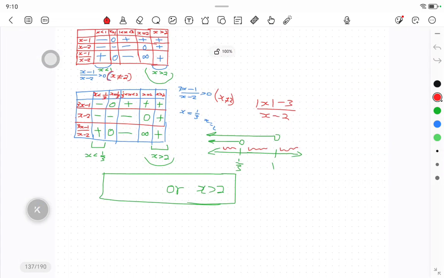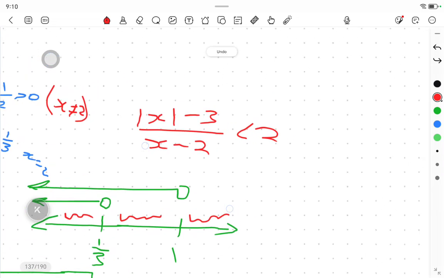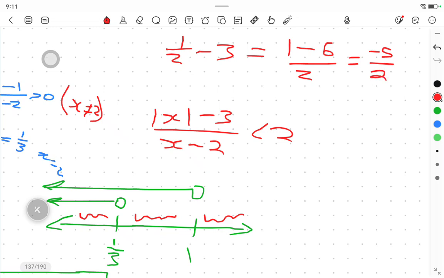Yeah, less than 2. Let's say here I plug a number that is in between 1 over 3 and 1. What number do you think we can plug? Let's say we plug 1 over 2, right? Do you think that when we plug 1 over 2 here, we are going to get a number that is less than 2? Let's decide, guys. Let's say I plug 1 over 2 minus 3. This will be 1 minus 6 over 2, and that is minus 5 over 2 on the numerator.